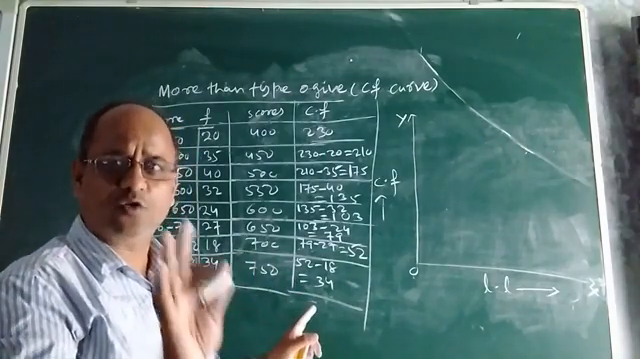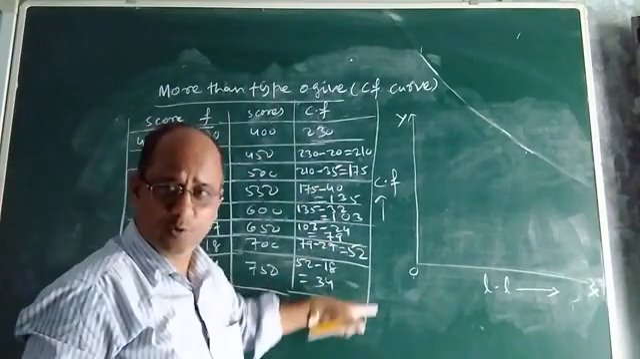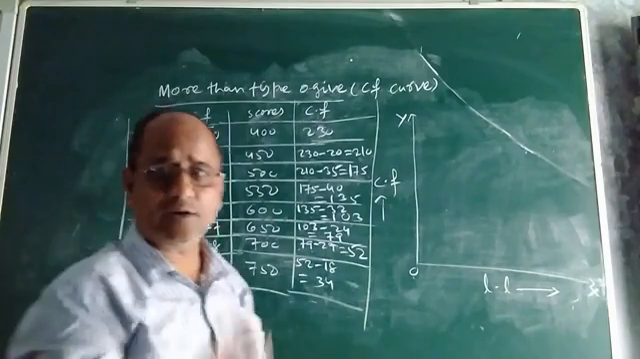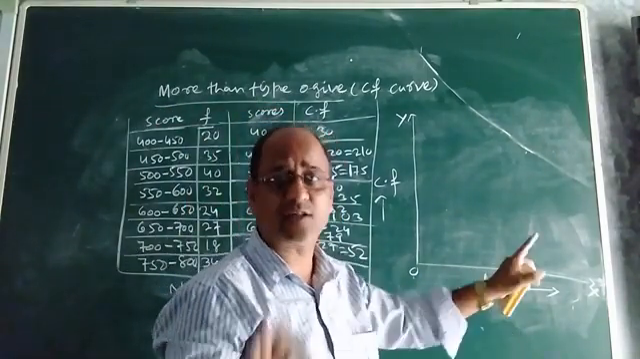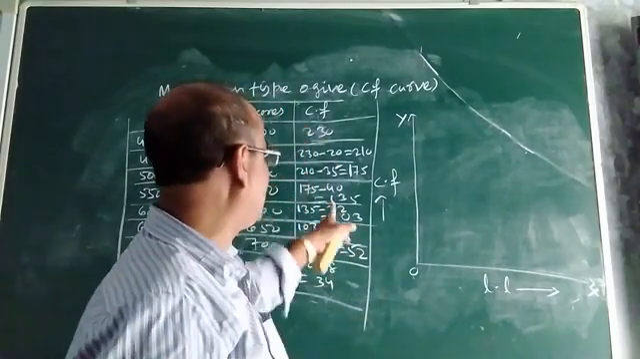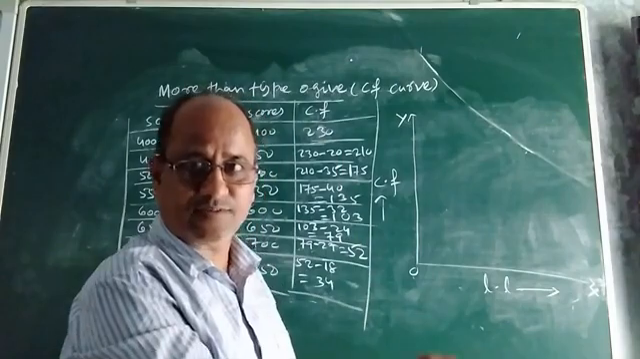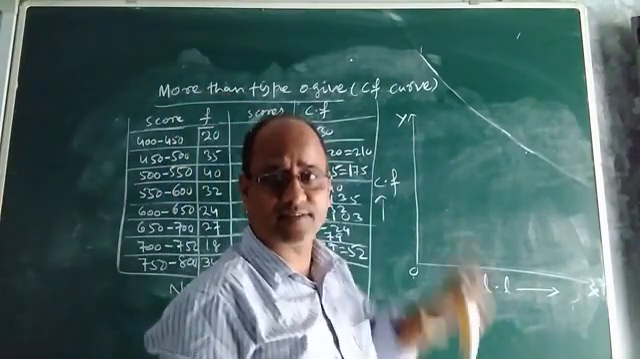Now once you have got all the cumulative frequencies of the lower limits, as I told you, in the more than type, we have to take the lower limits along the x-axis, choosing an appropriate scale, and find their corresponding cumulative frequencies. And those cumulative frequencies are to be plotted along which axis?